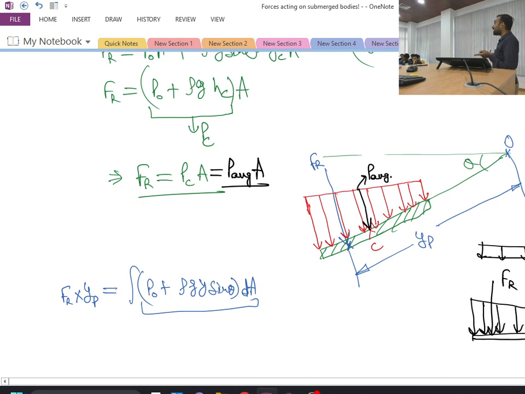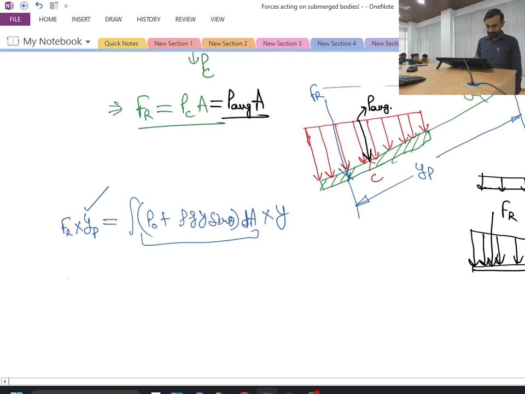Okay, now we have to convert it into moment. So at whatever y this force is acting, if we multiply by that y, then I will be getting nothing but the moment. So I will multiply by y. Is this one clear? So this operation is nothing but taking moment about point O, and I am doing this just to determine the value of yp. Fine. Okay, so let's further explore this.